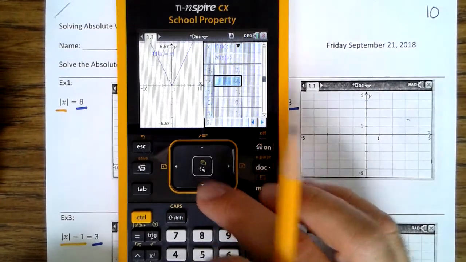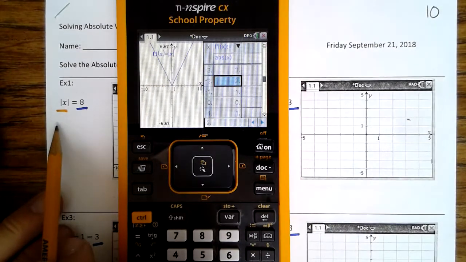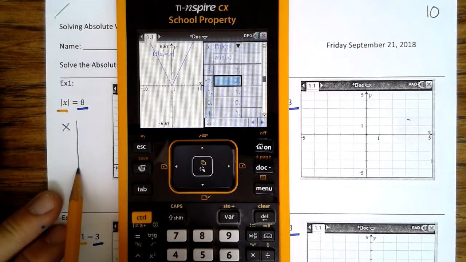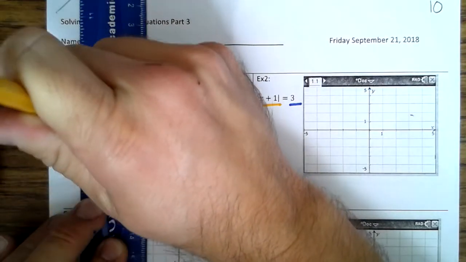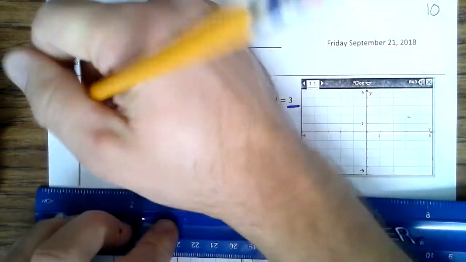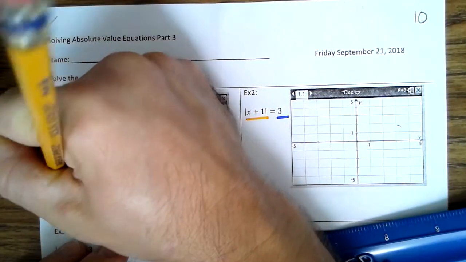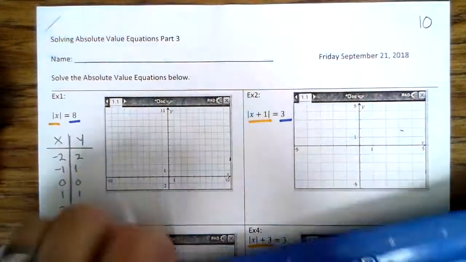Okay. So let's go and graph those points. So -2, and I'll write them down. So x, y, so -2, 2; -1, 1; 0, 0; 1, 1; 2, 2.